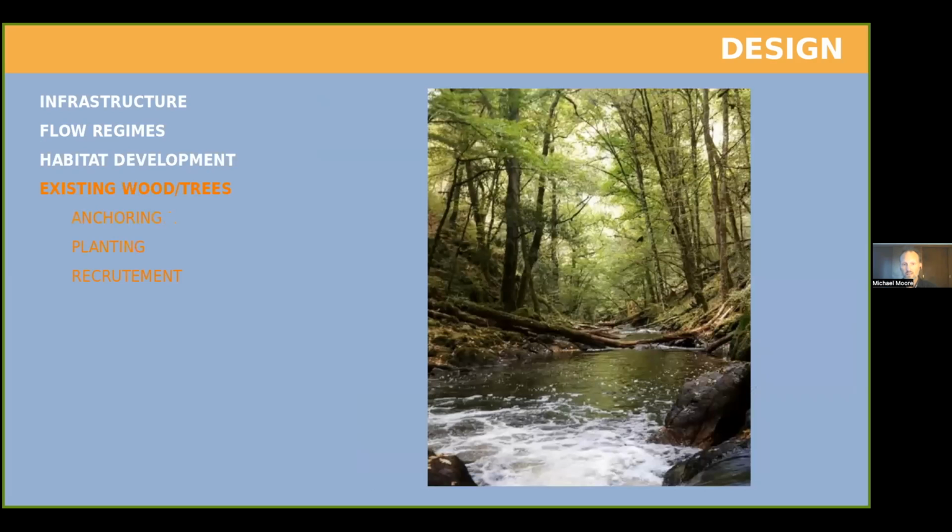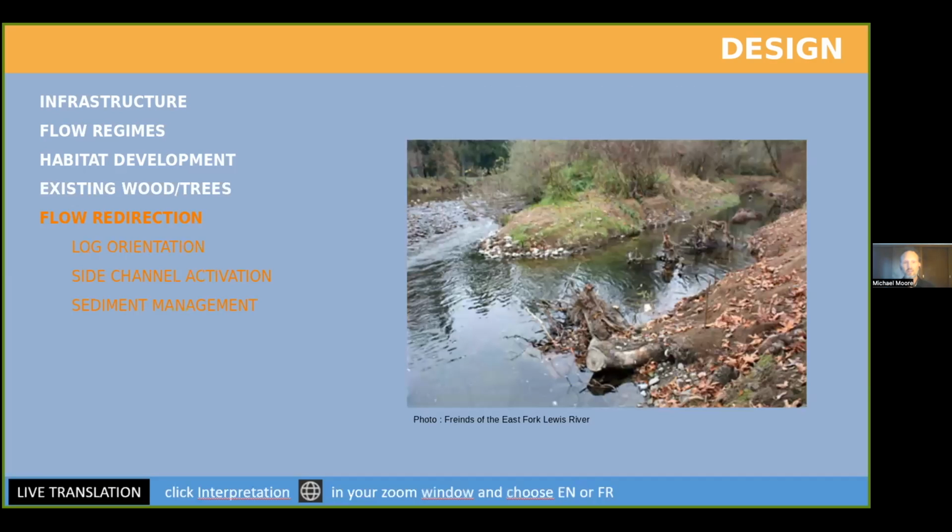We want to be looking at existing wood and trees in the system. Bob had mentioned entanglement, so can we use existing trees to stabilize the structures we want to install? Do we want to be planting so that forests that may not already be present, that the riparian zone can be continuing to supply wood over the long term to be replacing the wood that we've installed? And then can we be expecting wood to move downstream that will be able to be recruited by the structures that we're installing?